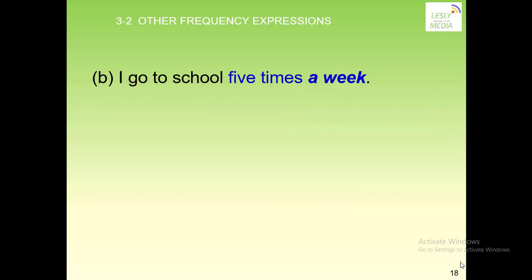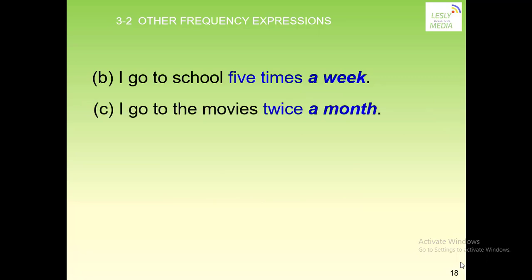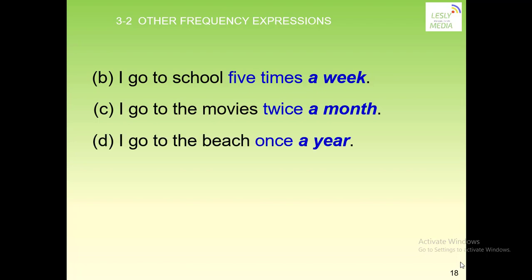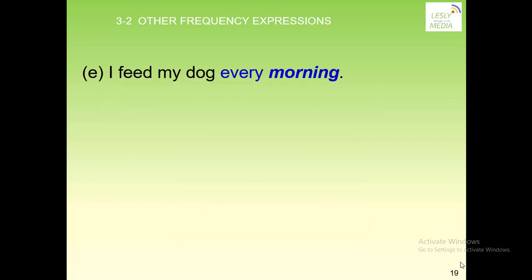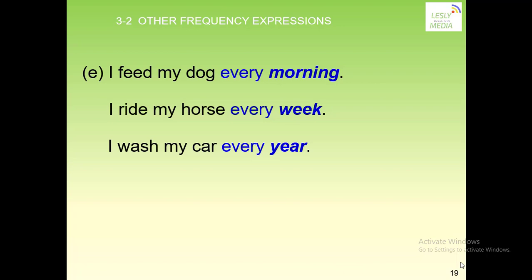Okay, next. I go to school 5 times a week. I go to the movies twice a month. I go to the beach once a year. If you're talking about this, it means that it is the simple present tense. So you can use a day, a month, a week, or a year if you're talking about how many times. Okay, next. I feed my dog every morning. Next. I ride my horse every week. I wash my car every year.